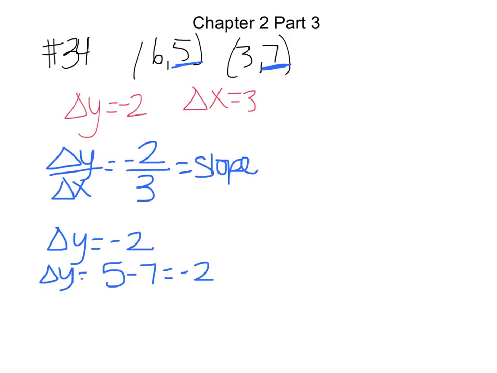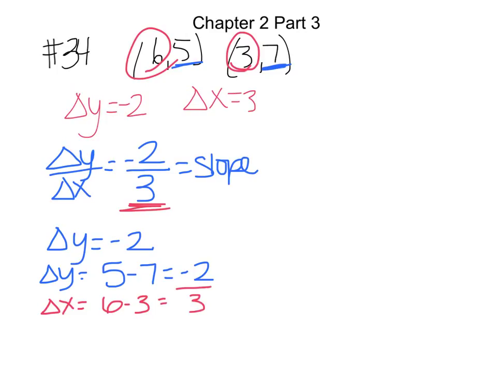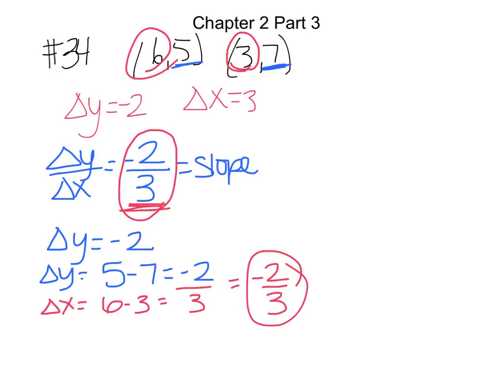Now for the change in x, we're going to take our x's, our 6 and a 3, and we want to make that equal to 3. So we'll do 6 minus 3, which is 3. So our slope is -2/3, which is the same thing as what Gloria got. So when you go to find the slope, remember that the change in x and y means that we're going to be subtracting them.